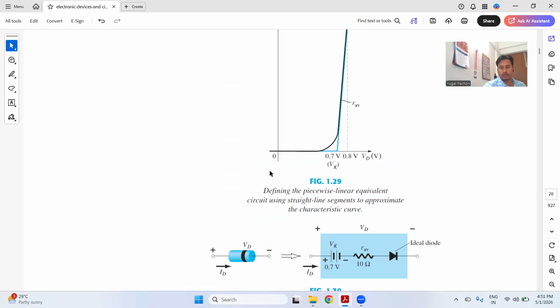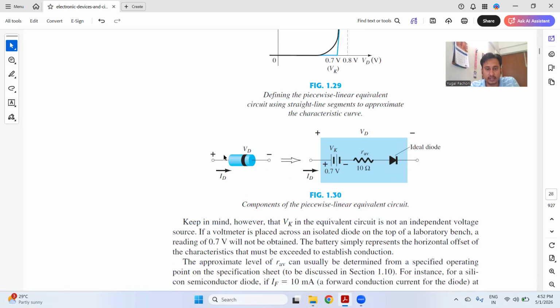So it's perfect now. So you just see over here. See this condition. This is the plus and this is the minus. This is the diode. The forward current is denoted by ID. The voltage is denoted by VD. And you can see this 0.7 is the cut-in voltage. 10 ohm is the average resistance of the diode.